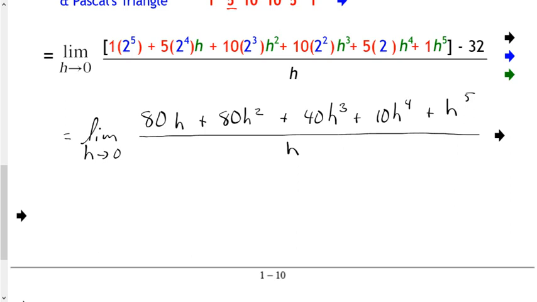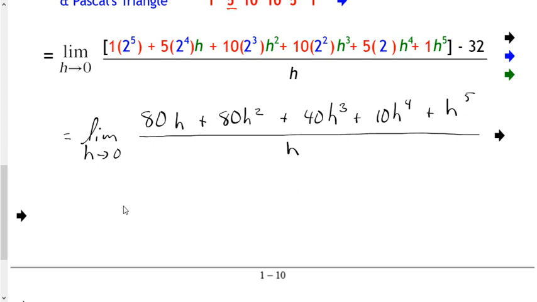So I already know, there we go, that at this point I have 2 to the 5th. 2 to the 5th is equal to 32. All these other terms have h's in them, and then I have this minus 32 at the end. So this positive 32 at the start and this subtract 32 at the end are going to cancel out. So that's why it's not showing up here in my next line.